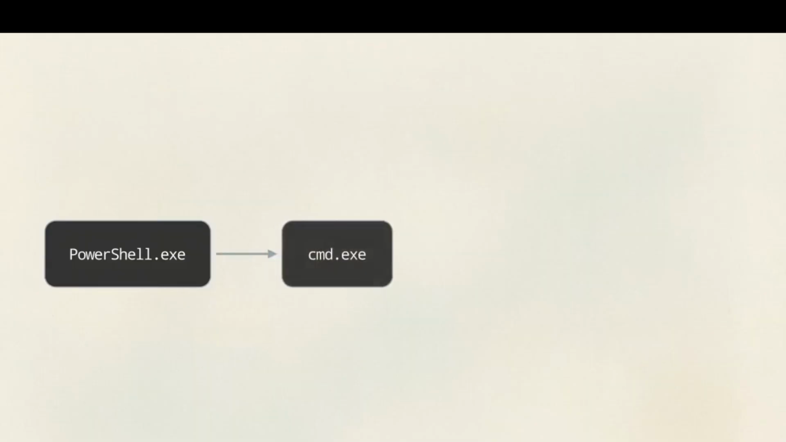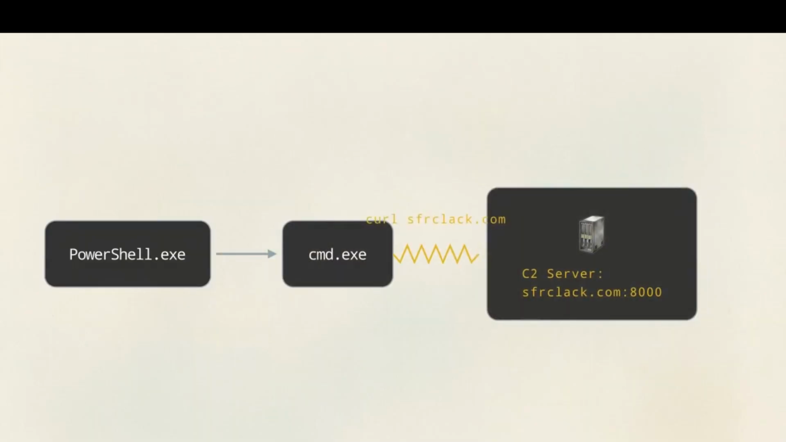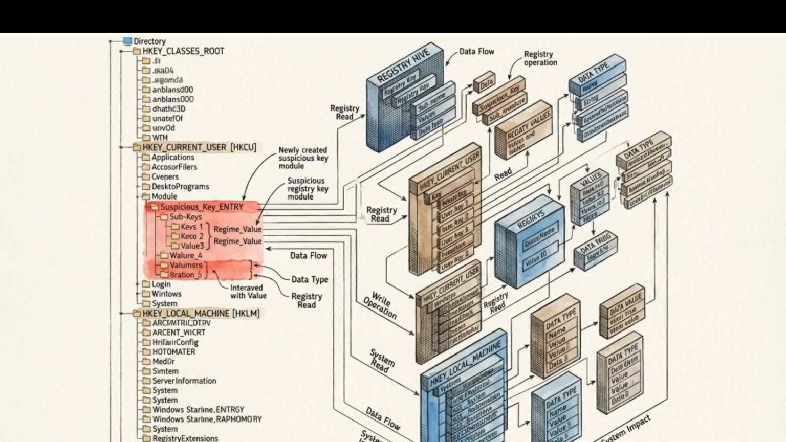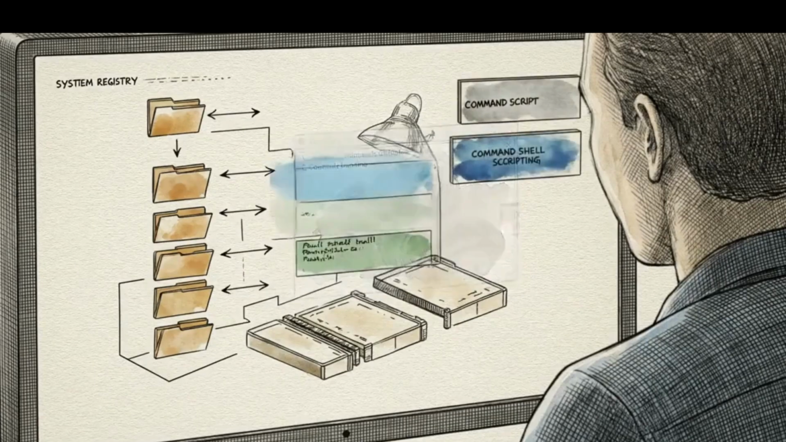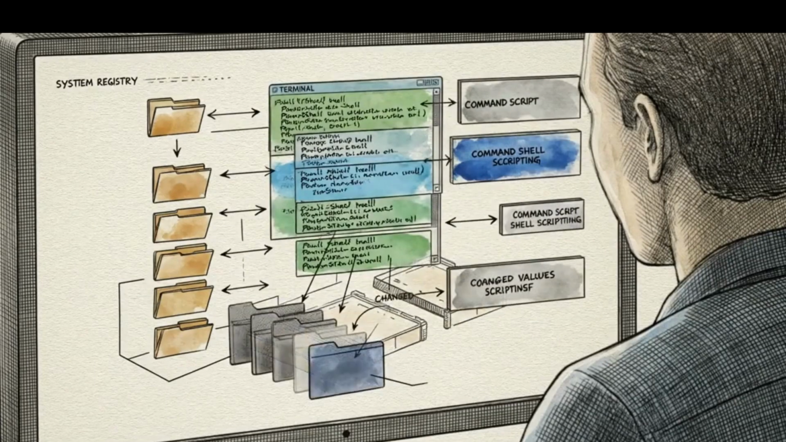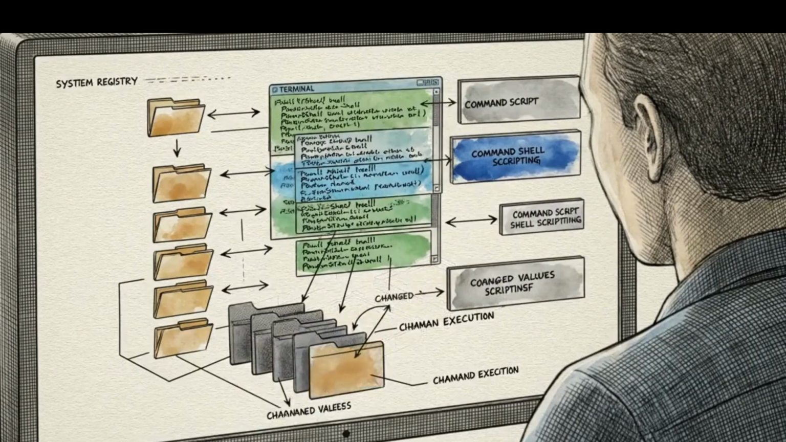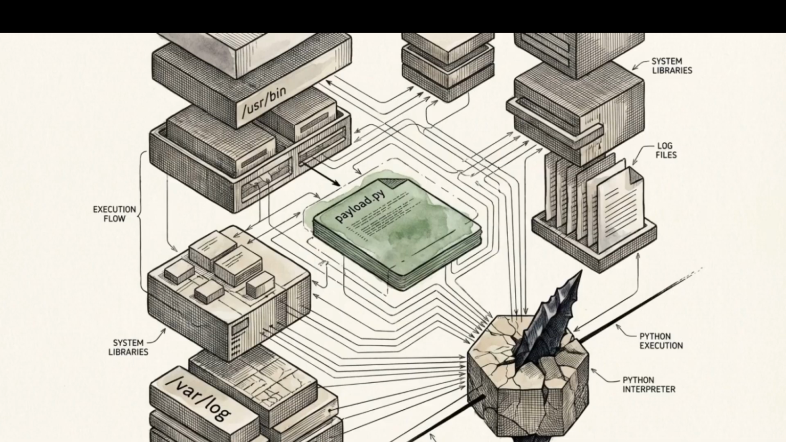PowerShell triggers cmd.exe to execute a curl command, fetching the next stage of the payload from the command and control server. Finally, the Windows Remote Access Trojan establishes persistence by writing to the current user registry hive. The Windows execution chain leverages the operating system's own modern administrative tools against it, transforming standard functionality into an evasive execution sequence. The Linux and macOS execution branches utilize a Python-based remote access Trojan.